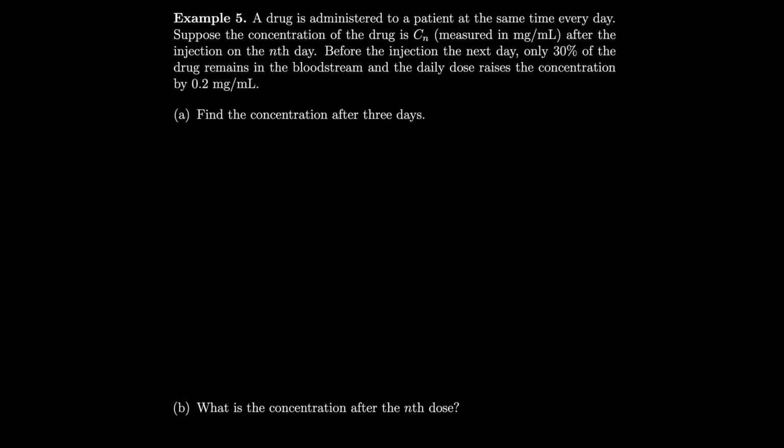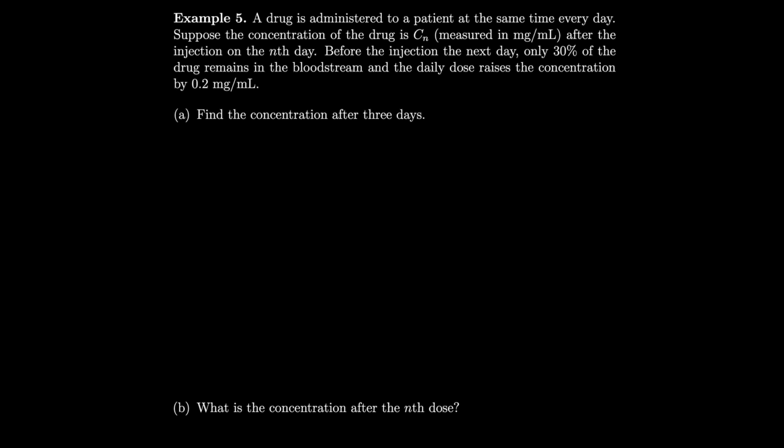A drug is administered to a patient at the same time every day. Suppose the concentration of the drug is Cn, measured in milligrams per milliliter, after the injection on the nth day. Before the injection the next day, only 30% of the drug remains in the bloodstream, and the daily dose raises the concentration by 0.2 milligrams per milliliter. Let's find the concentration after 3 days.